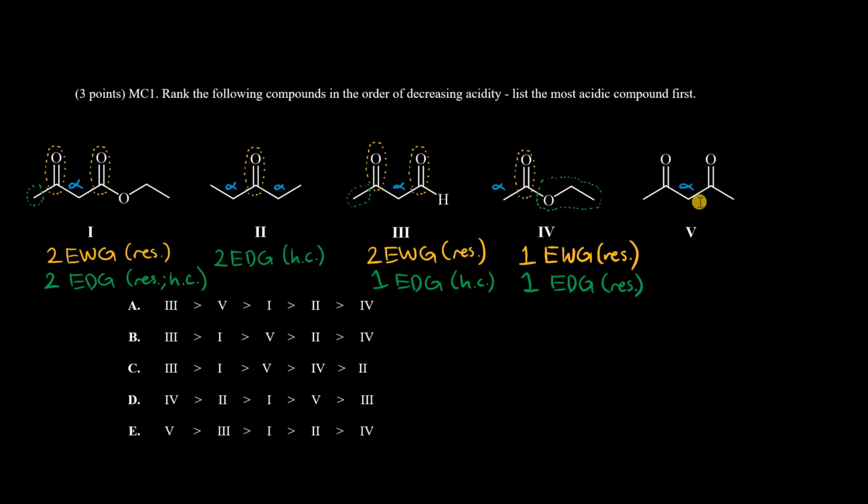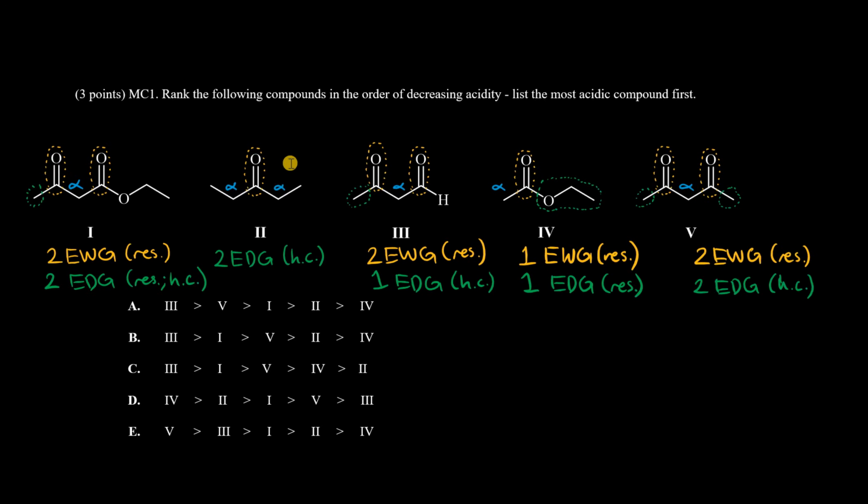Finally, let's look at compound 5. So what we see is a pattern where we can compare compound 5, 3, and 1. Because in all cases we've sandwiched that alpha position between the 2 carbonyls that flank it. What we then do is compare the side chains and rank it based on acidity there.